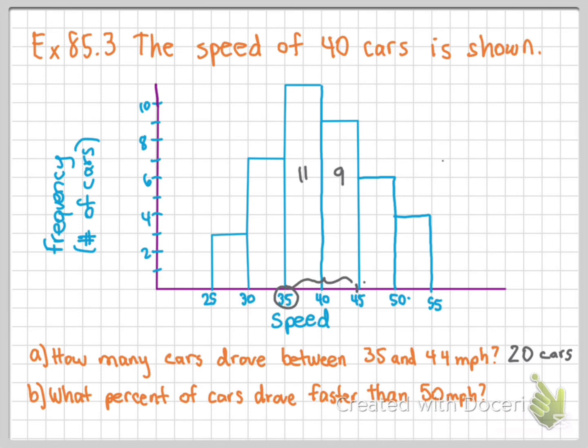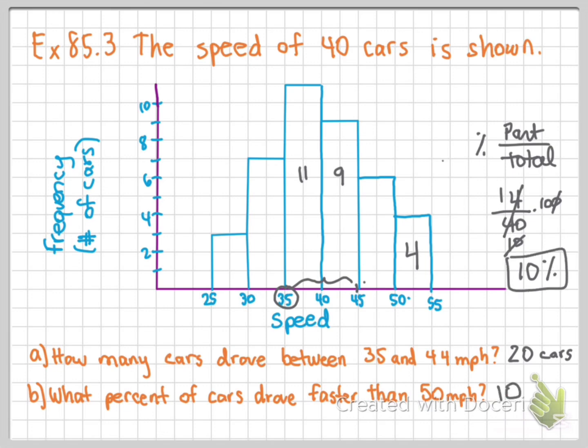Next question says, what percent of the cars drove faster than 50 miles per hour? So we have here 4 cars that drove faster than 50 miles per hour. And so that would be, to find percentage, remember that percentage is always the part over the total. So in this case, the part is 4 and the total is 40. And then we multiply times 100 to find the percent. And so in this case, if we divide here, that's going to be 1 over 10. And then if we cancel zeros or divide by 10, the percent is 10%. And that will be our answer here.